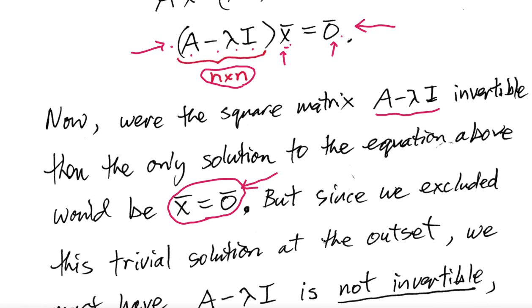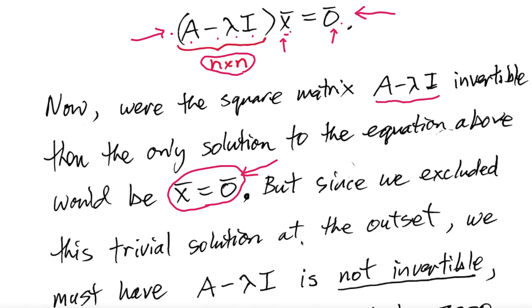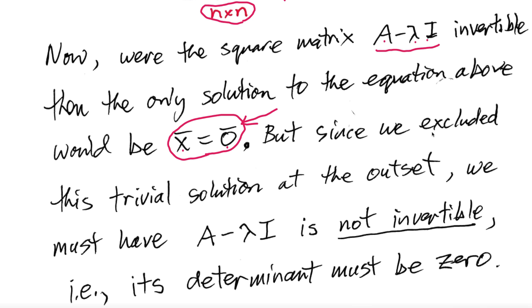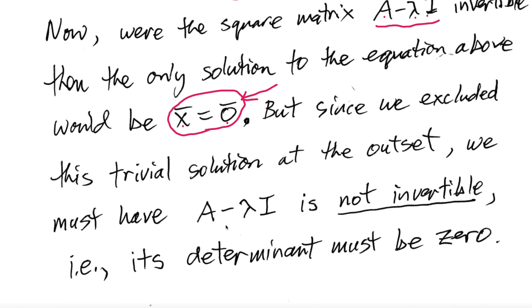But we excluded this trivial solution. Remember, we didn't want our eigenvectors to be the 0 vectors? So I'm excluding this. So it must be the case that A minus lambda I is not invertible. To actually get eigenvectors, we must have that this n by n matrix, A minus lambda I, is not invertible. Some people will call that singular.